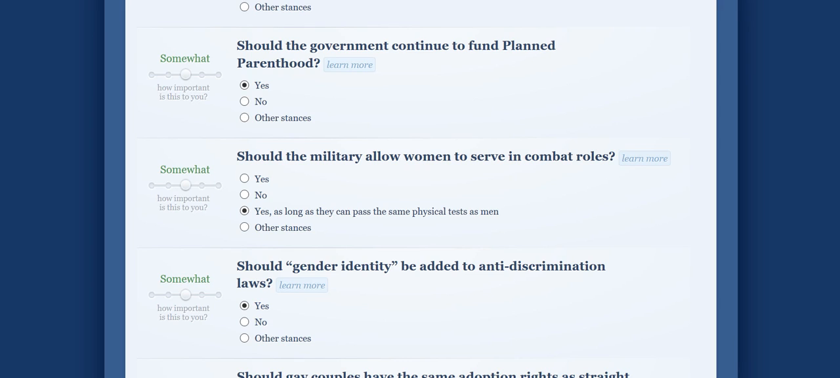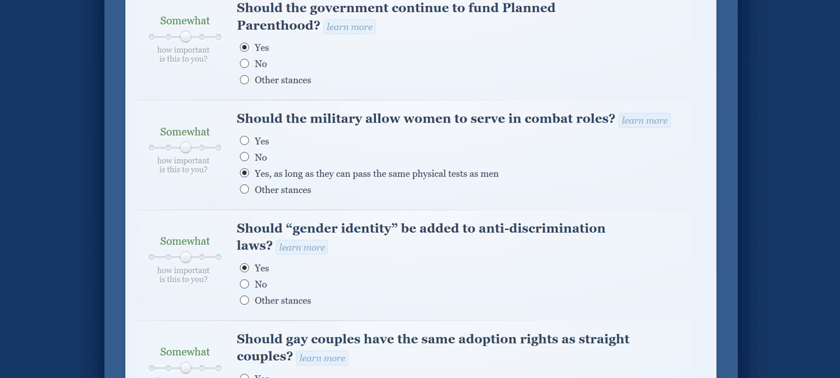All right, should the military allow women to serve in combat roles? I said yes, as long as they can pass the same physical tests as men. So it's a similar thing with the other question. Yeah, I'm not in favor of like a weird sort of quota. We need 50% men, 50% women. I'm not in favor of like lowering the standards for women. No, just allow them in as long as they pass the same physical tests as men. That's it. Simple. Should gender identity be added to anti-discrimination laws?